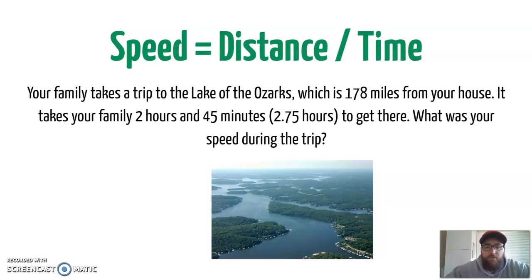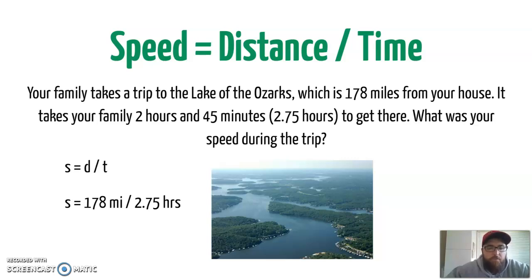If you want to try this on your own, you can pause the video and then come back to this after I show you the answer, or after you get your answer to see if you got it correct. But if you need some extra practice, just follow along with me. First thing, write out your formula. S equals D divided by T. We have two numbers here, our distance, which is 178 miles, and our time, 2.75 hours.